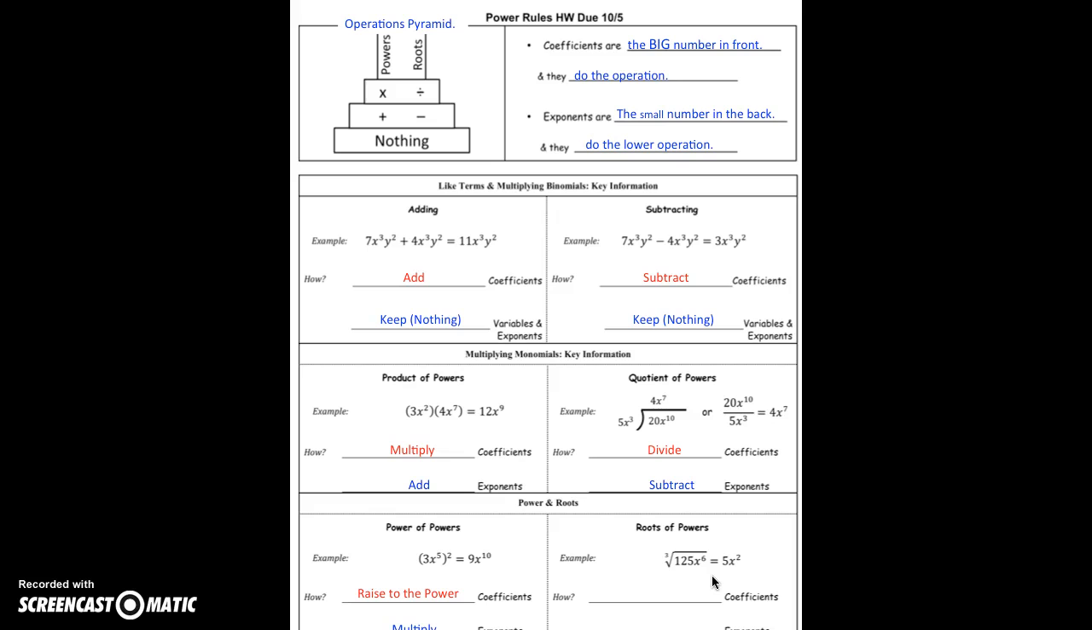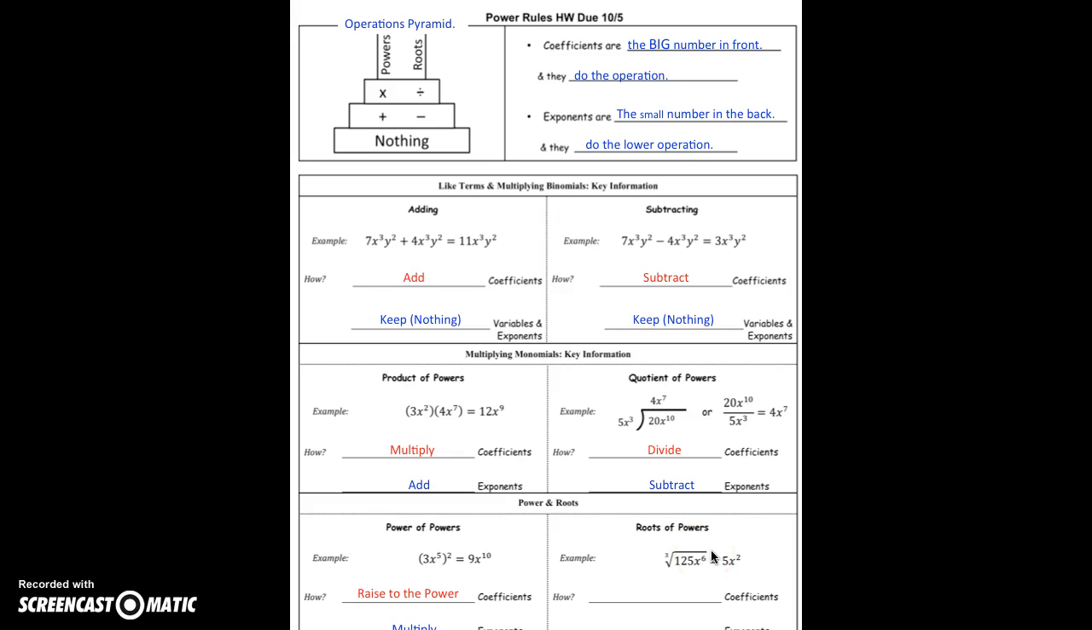Finally, we're going to do one more, and the last one is roots, and you pretty much guess what's going to happen. We're taking a cube root of 125 times x to the 6th power. So our coefficients do exactly what we say we're going to do. The operation is taking the cube root. We take the cube root of 125, which gives us 5 for our coefficient. And for the exponents, what's underneath roots? Division. So notice what happens here. Our exponent 6 gets divided by 3, which gives us 2.